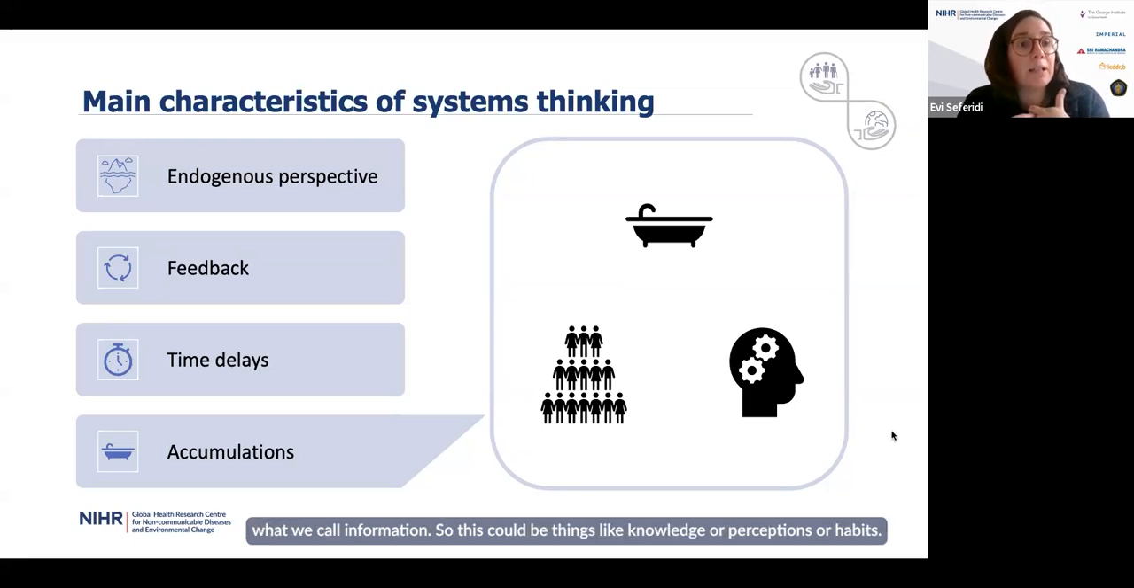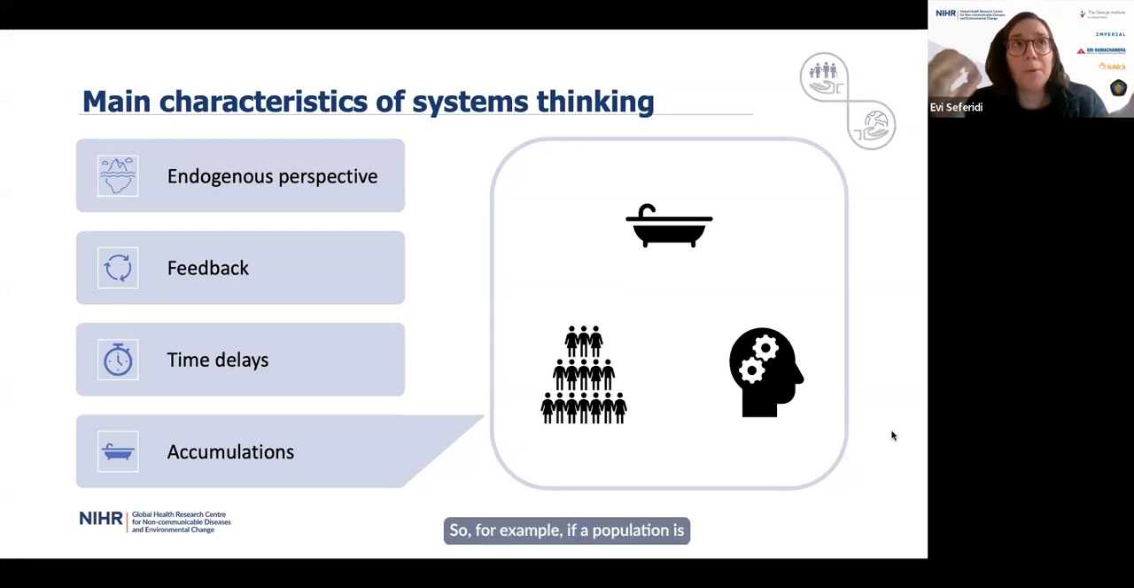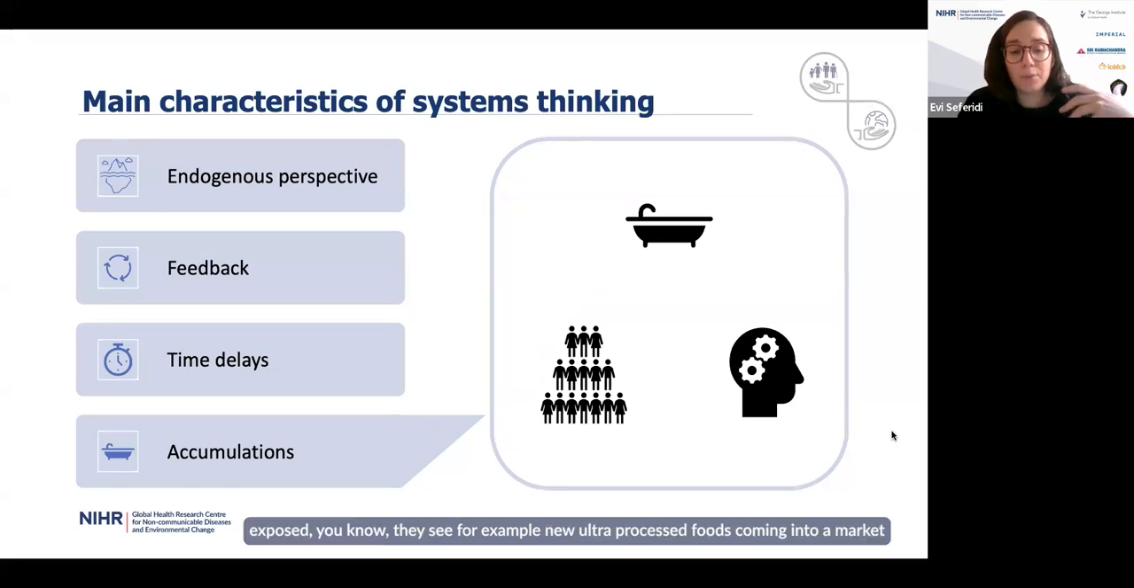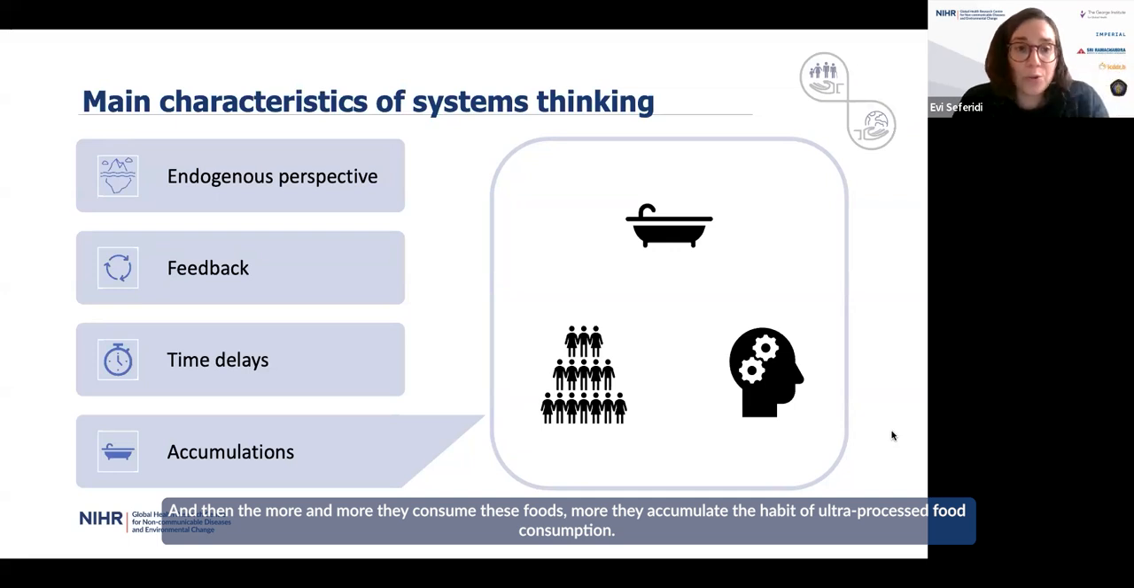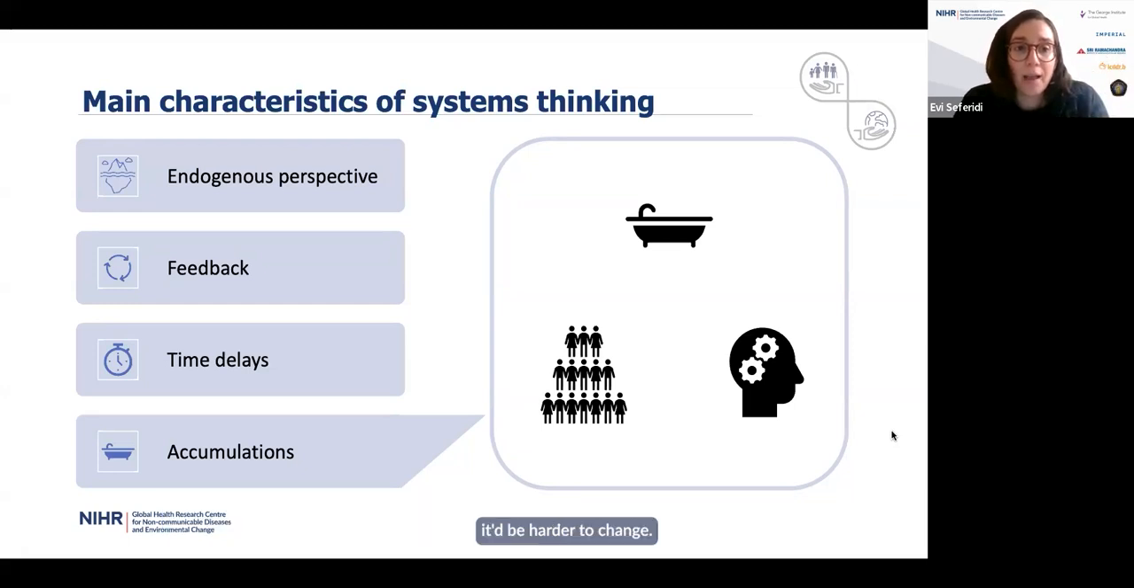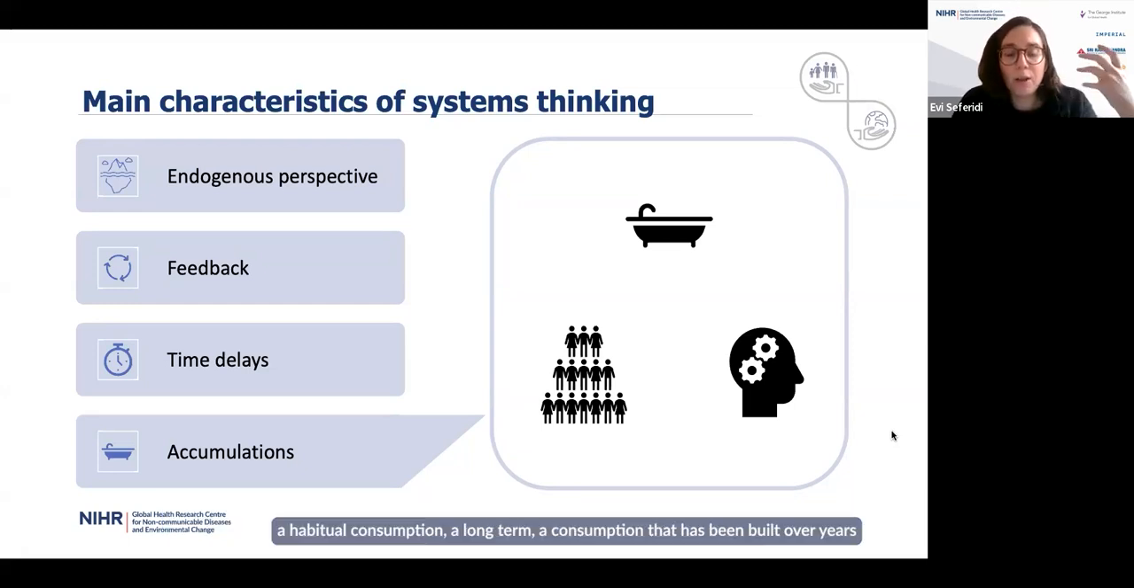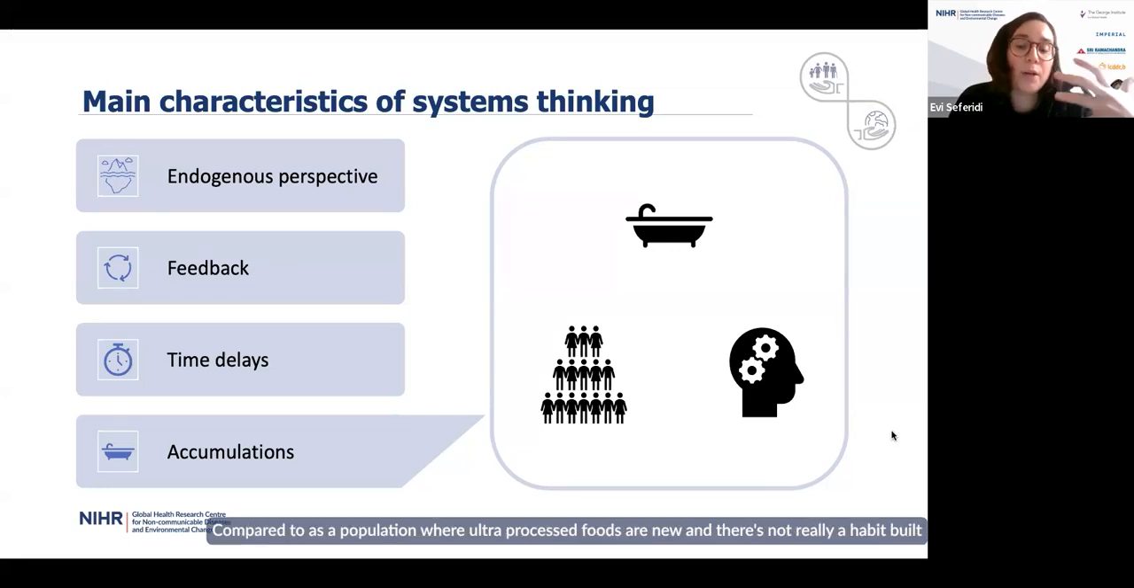But beyond these material accumulations, we can also have accumulations of what we call information. So this could be things like knowledge or perceptions or habits. So, for example, if a population sees new ultra-processed foods coming into a market, and then the more they consume these foods, the more they accumulate a habit of ultra-processed food consumption. It'd be harder to change a habitual consumption, a consumption that has been built over years, compared to a population where ultra-processed foods are new and there's not really a habit built.